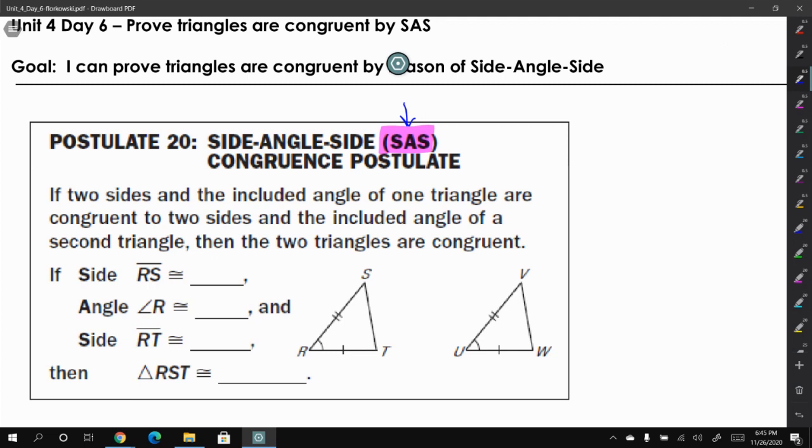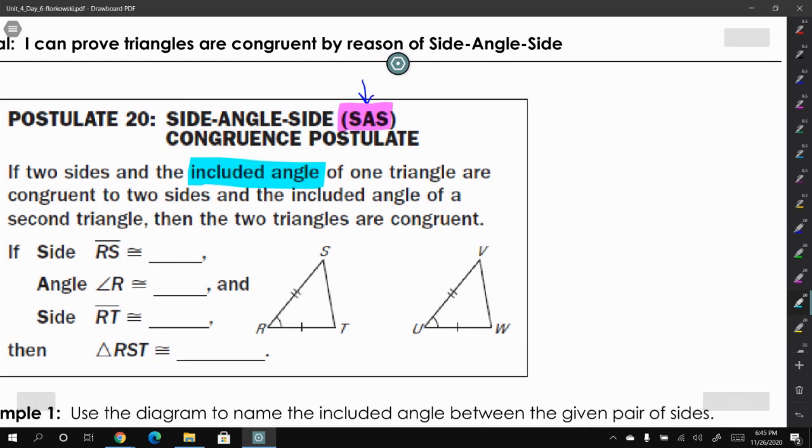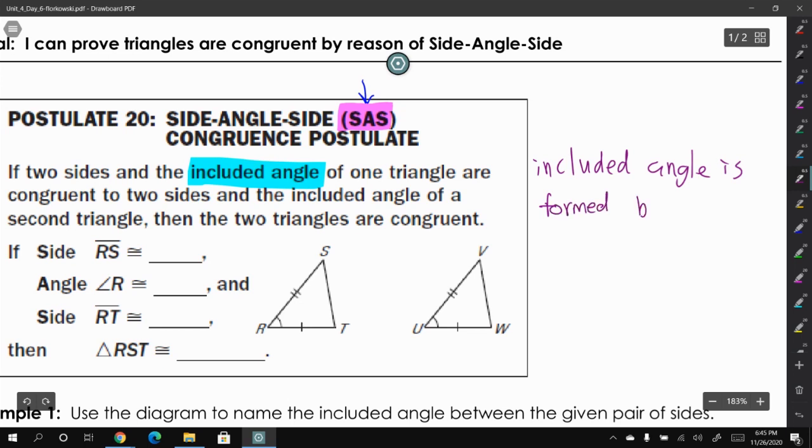So what that means is that if you have two sides and the included angle, this is key here, of one triangle are congruent to two sides and the included angle of a second triangle, then the two triangles are congruent. So you got to think about, what does an included angle mean? An included angle is formed by the two given sides.